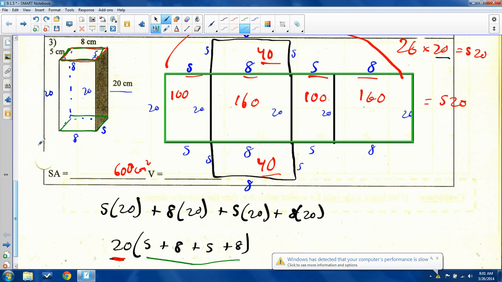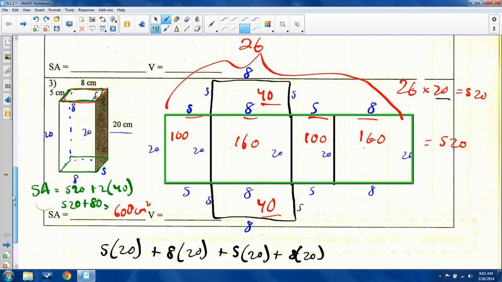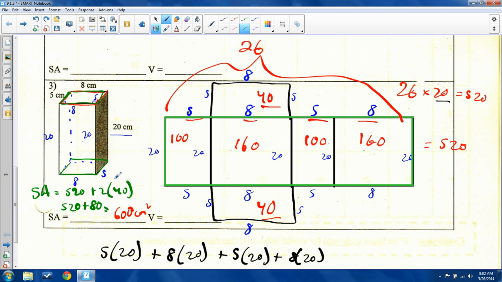Okay? So if surface area is lateral area, which is 520, plus 2 times b, which is 40, that equals 520 plus 80, which equals 600 square centimeters. Okay? Two different ways of doing it. Formula, if you want to call it that, or process, better yet, or adding all these up once you figure them out. Okay? There's really no wrong way, but it's going to help when you start looking at some other problems and you haven't really used them before.